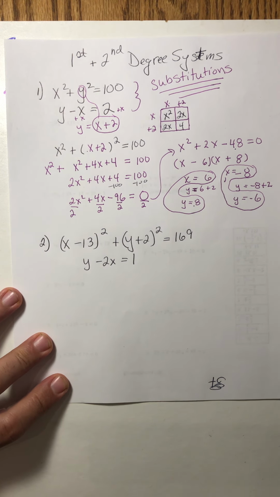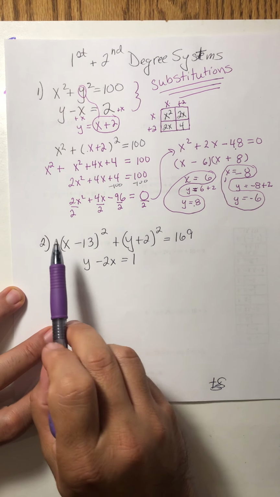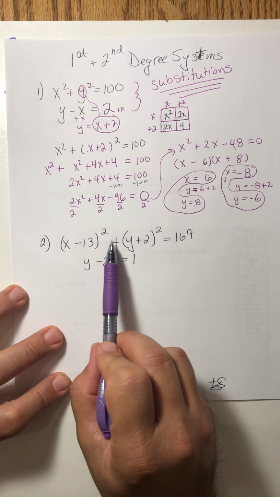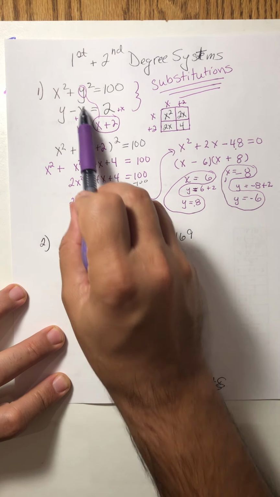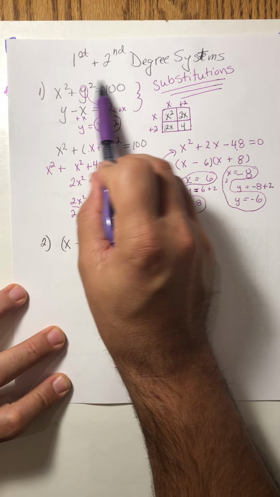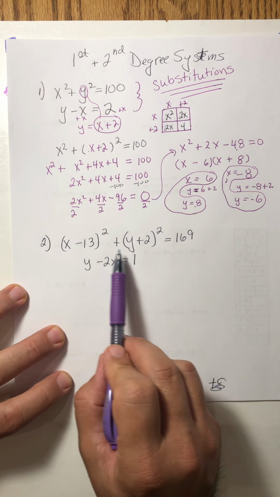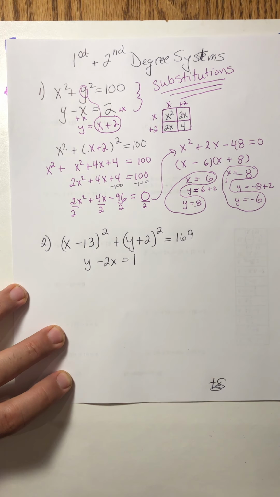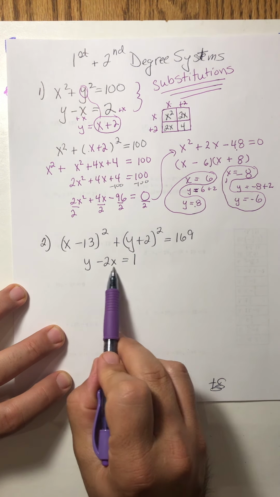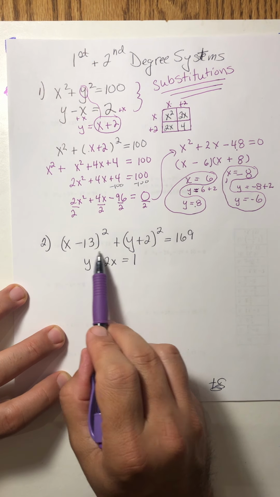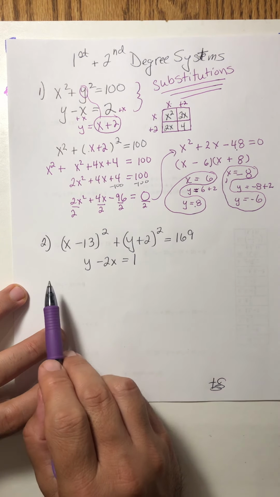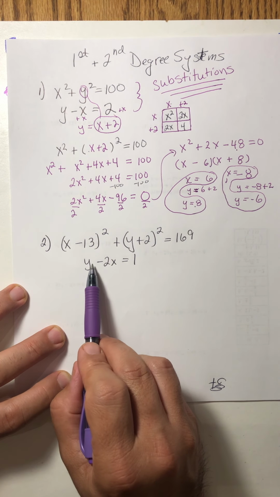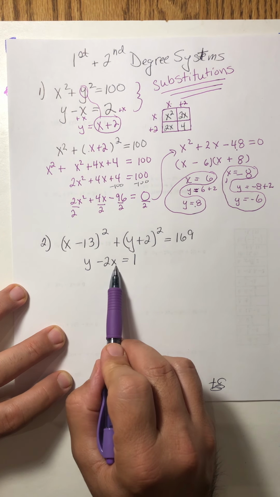Okay, now we're on number 2. Number 2 is a little different. This is a little wacky here. If you remember your geometry days, this was the equation of a circle. By the way, this was the equation of a circle also. So here we have an equation of a circle. It's a quadratic. Here we have our linear equation. I'm sorry, an equation of a circle is not quadratic. It is a second degree. Okay? So here is a linear equation.